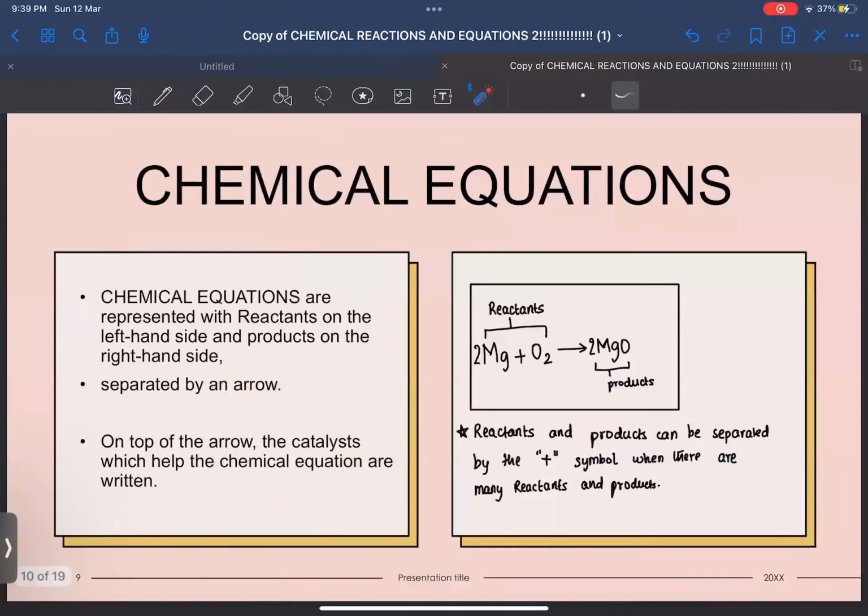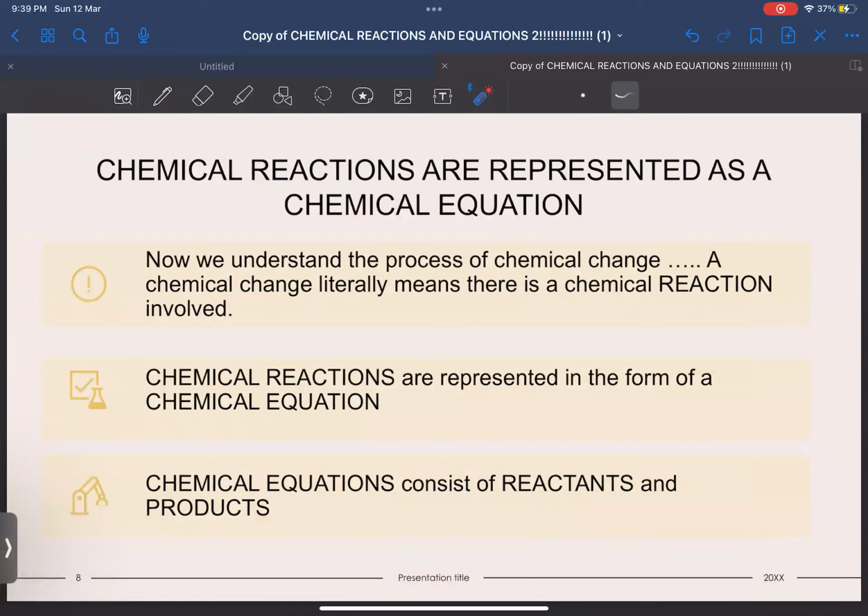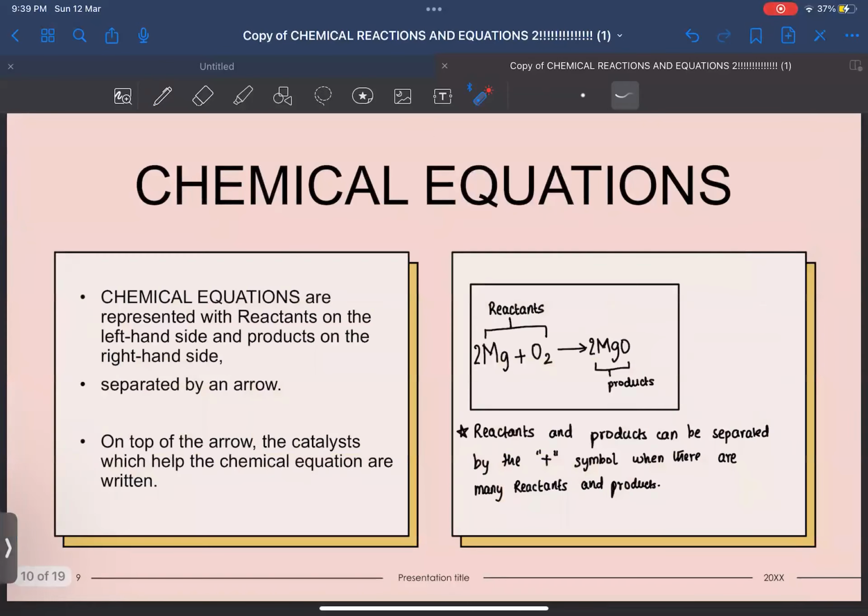Chemical reactions are represented in the form of a chemical equation. Chemical equations consist of reactants and products. So in a chemical equation, on the left hand side, we have the reactants. And on the right hand side, we have the products. And they are separated by an arrow.